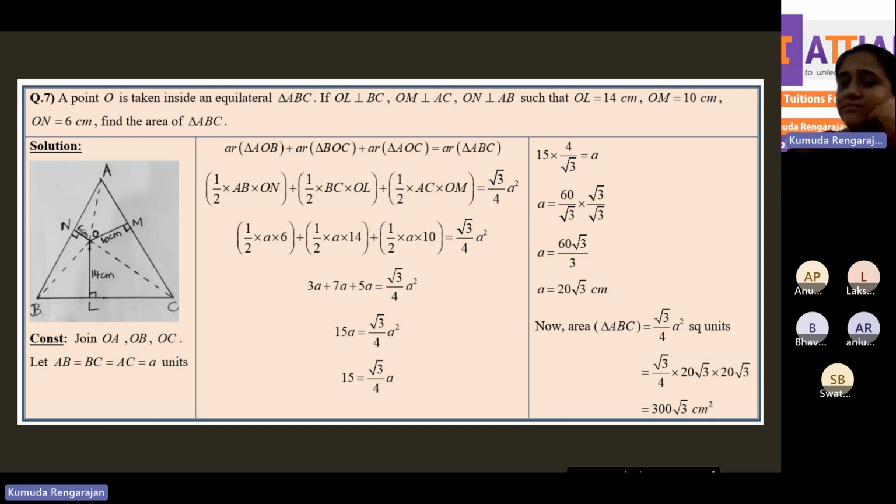Okay, and we have called the side of the triangle a, children. We have called it a because we don't know the sides of the triangle. Since it's equilateral, we are calling each side to be a units. Because it's equilateral, all the three sides are equal. That's all. This is the equation. So now substitute the values.